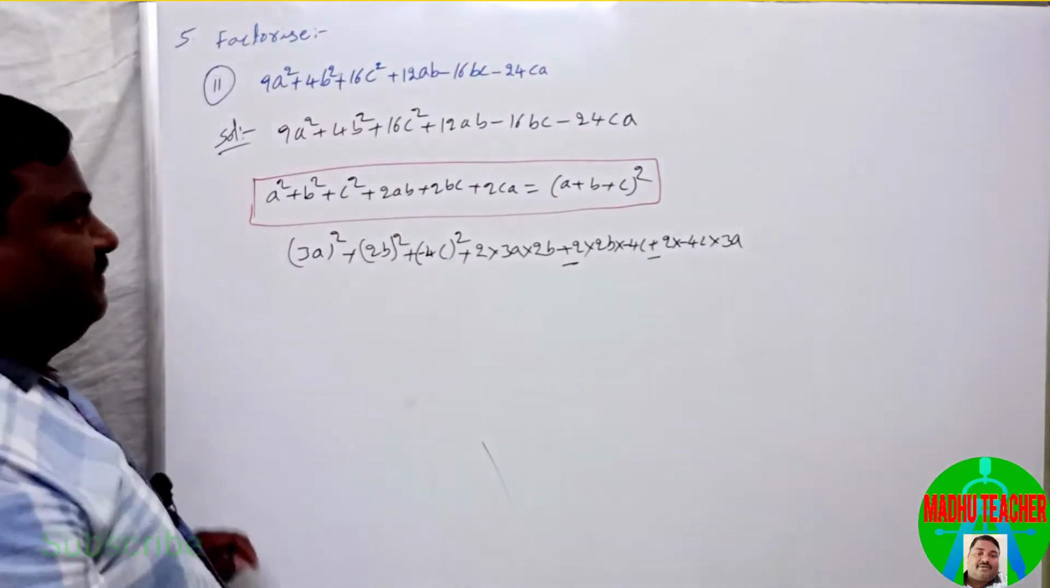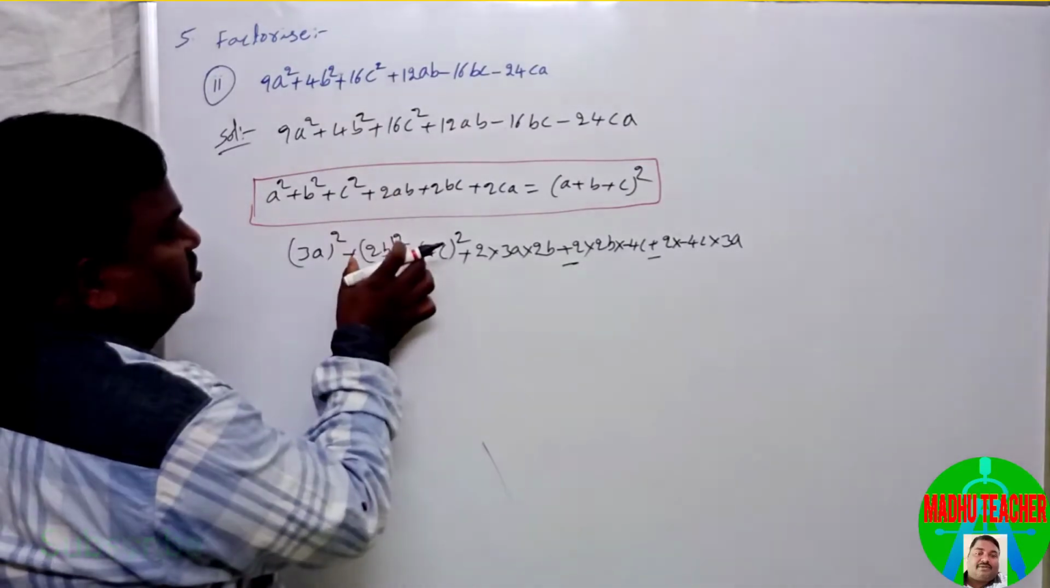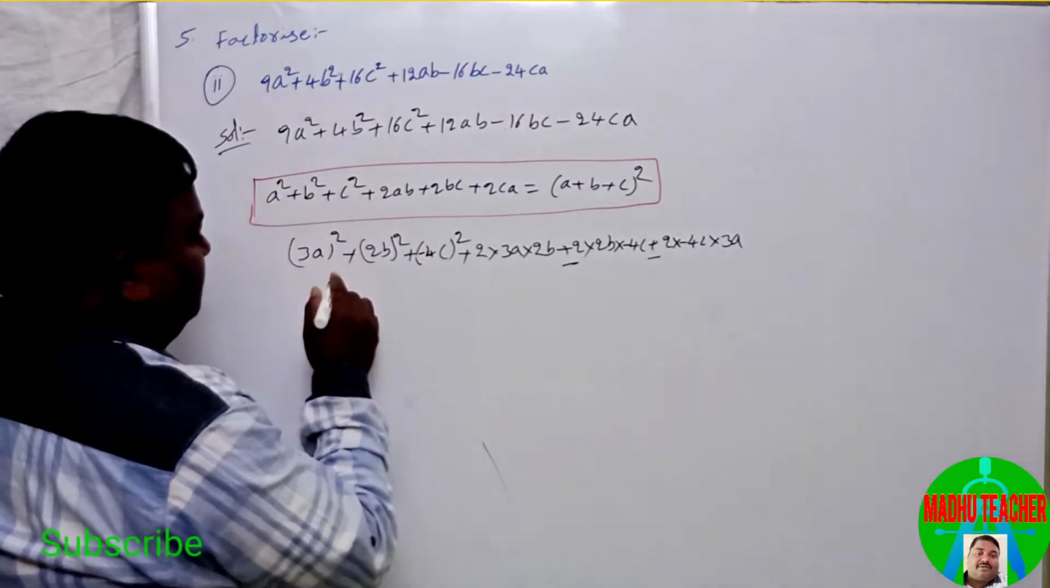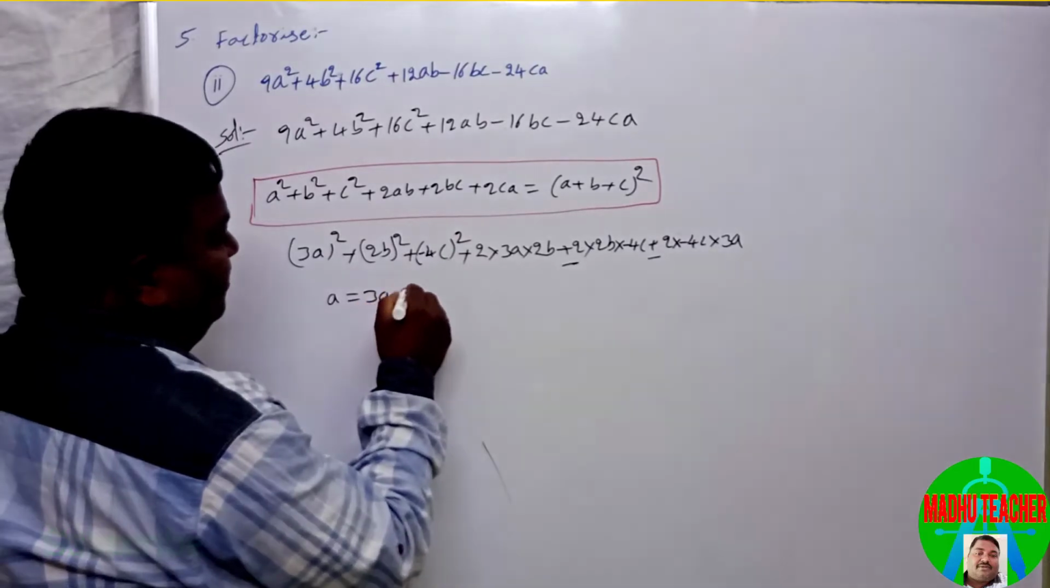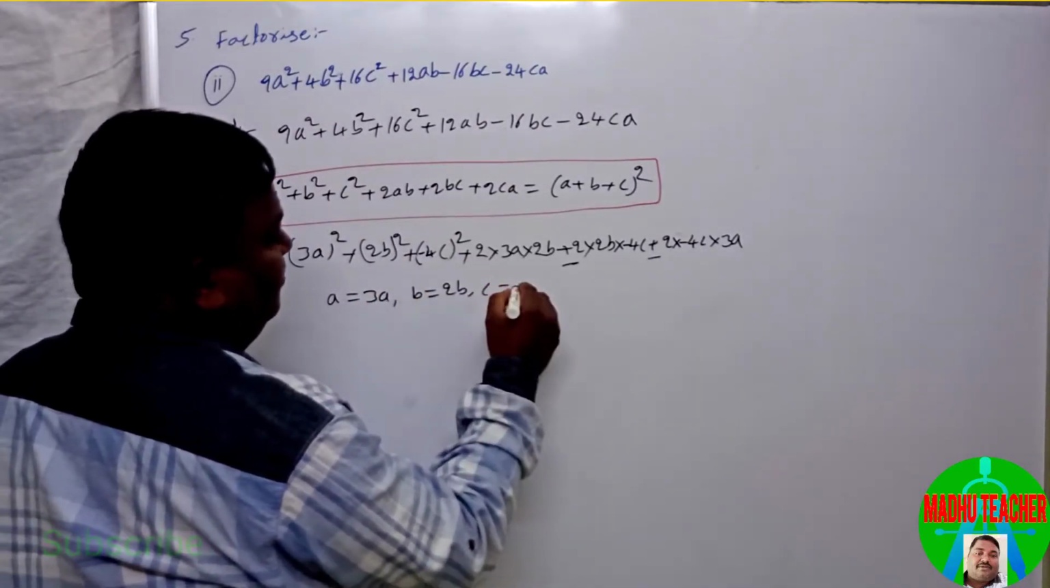Okay, so here, by comparing these two, in place of a we have 3a, in place of b we have 2b, in place of c we have minus 4c.